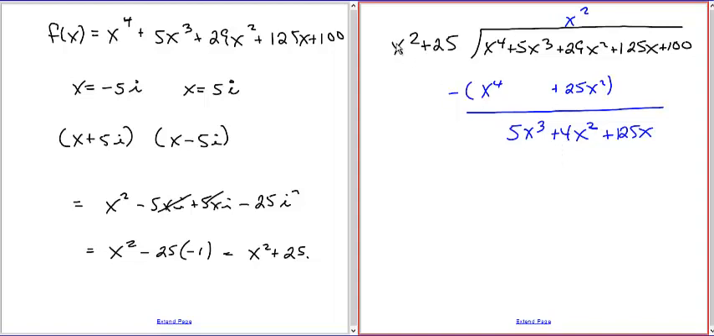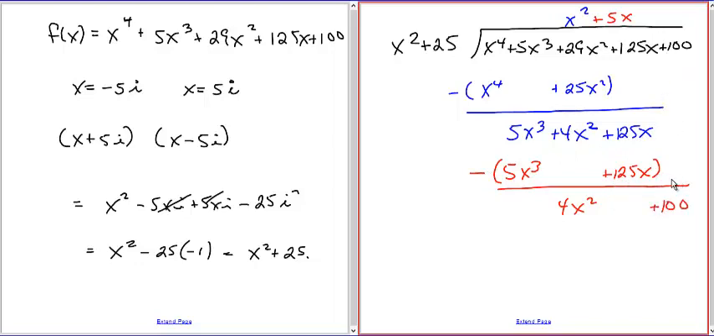Okay, next, what do I need to multiply x squared by to get 5x cubed? The answer is 5x. 5x times x squared is 5x cubed. We don't have an x squared term. 5 times x times 25 is 125x. And we're going to subtract both of those terms. So 5x cubed minus 5x cubed is 0. Bring this number down, 4x squared. 125x minus 125x is 0. And we'll bring down the 100 from the original equation.